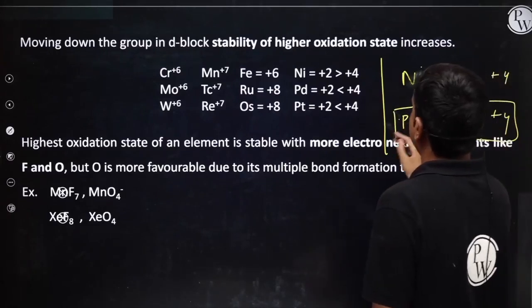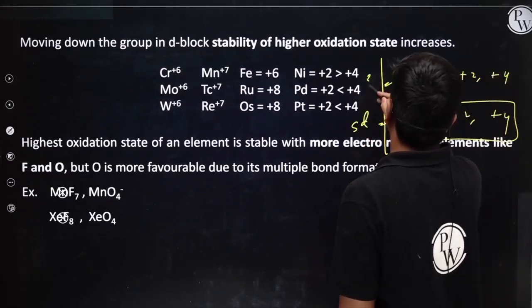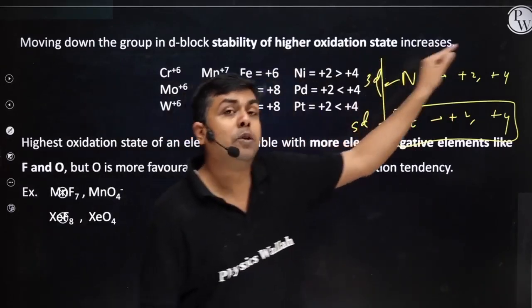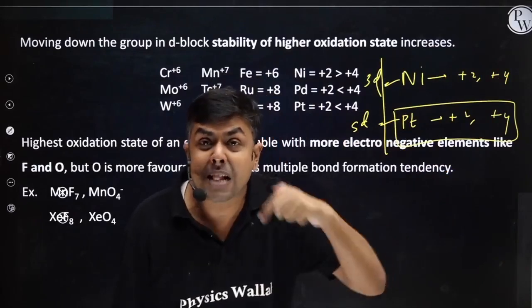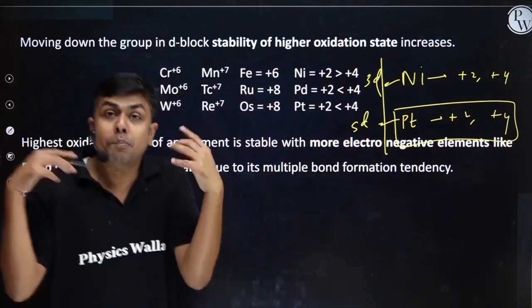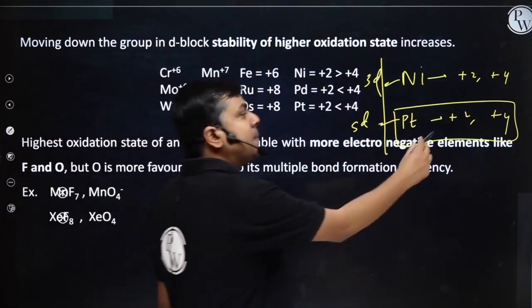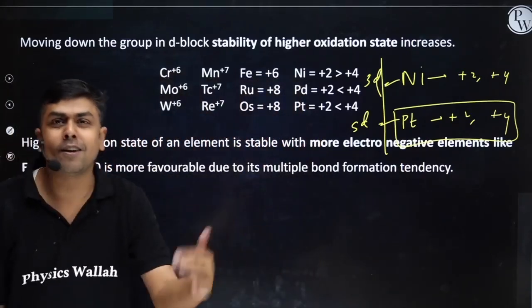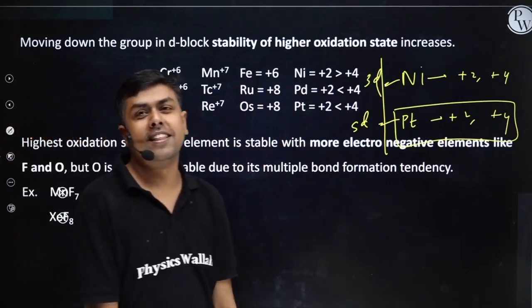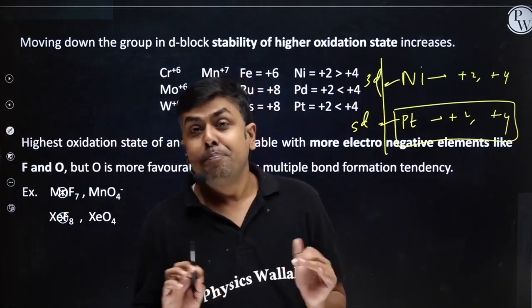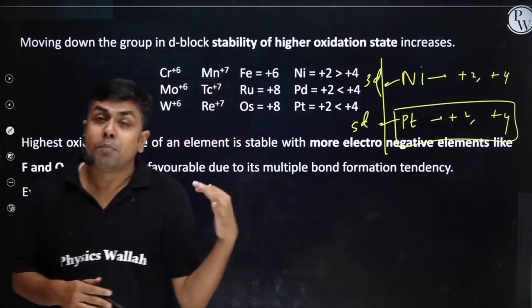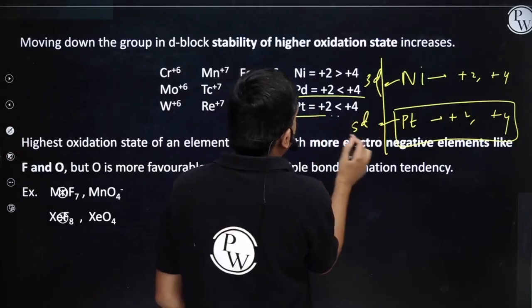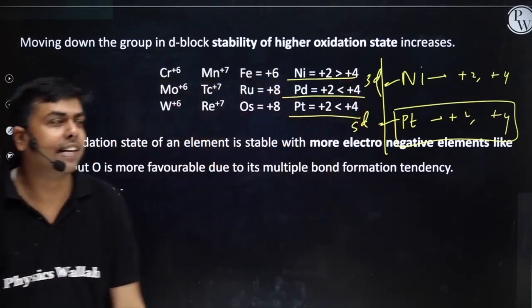This is 5d, and this one is the 3d series. If I talk about nickel, plus 2 is more stable as compared to nickel in plus 4. Whereas platinum in plus 4 is more stable as compared to platinum in plus 2 oxidation state. Down the group, stability of higher oxidation state increases. Am I clear? Palladium in plus 4 is more stable as compared to palladium in plus 2. I hope these things are crystal clear.